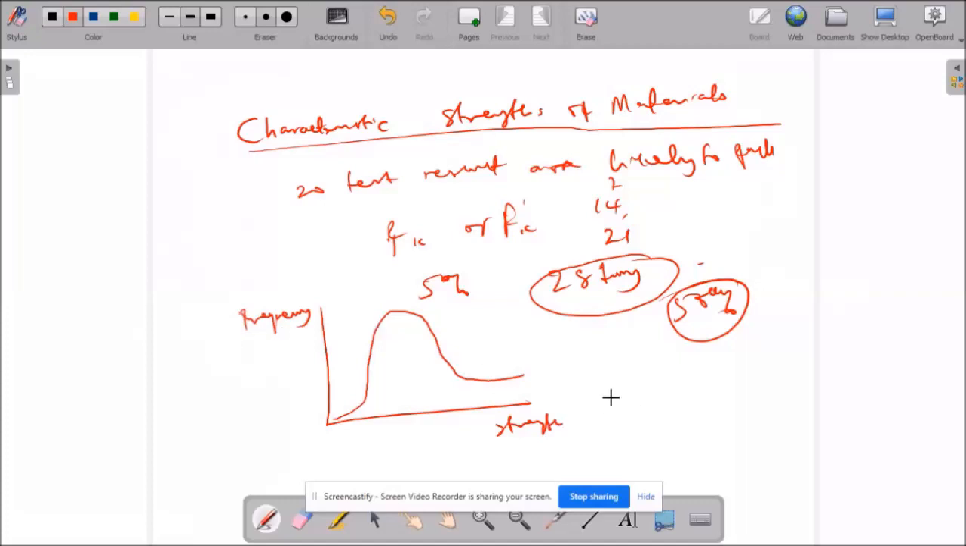So if we have 5%, we expect that not more than 5% of the test results should fall on this distribution we have here. So we term this the characteristic strength of a material.